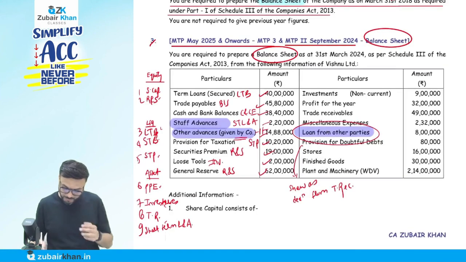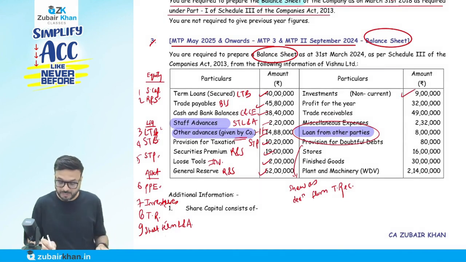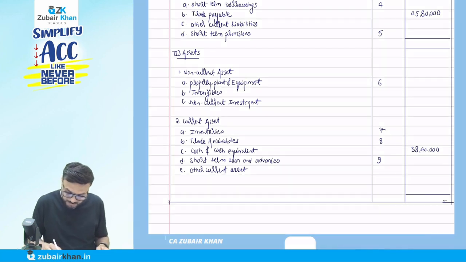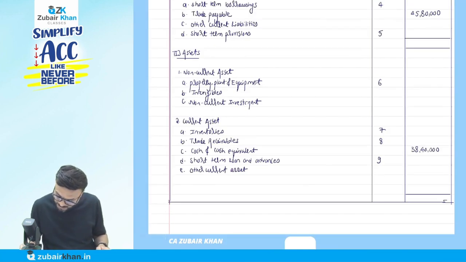62 lakh. Okay. Then we have investment, non-current. So it is non-current investment, simple 9 lakh. Balance sheet, asset side, 9 lakhs. So write down in investment, non-current investment. What is the amount here? 9 lakhs. So write down here 9 lakh.